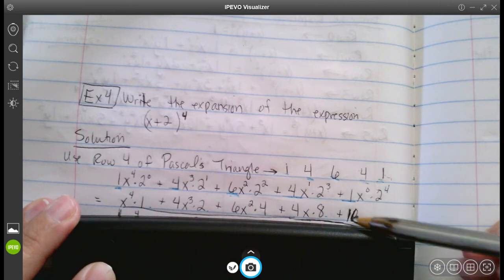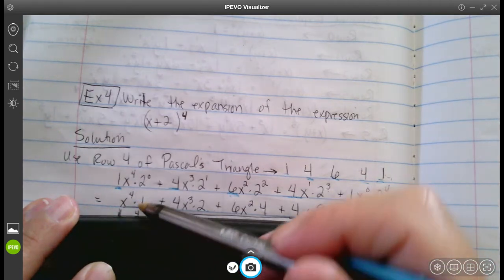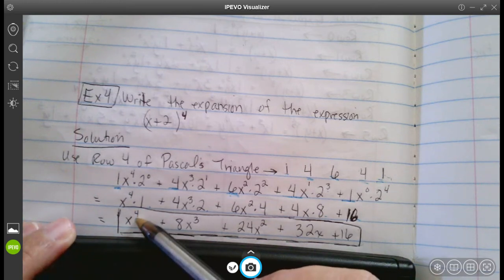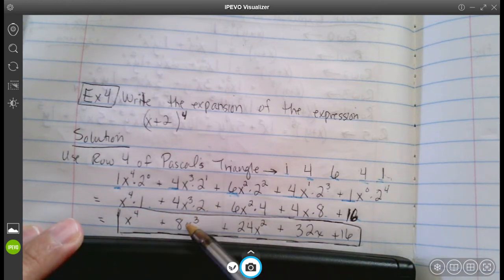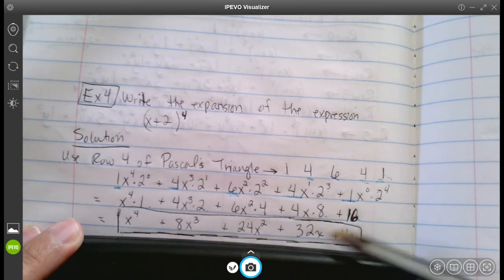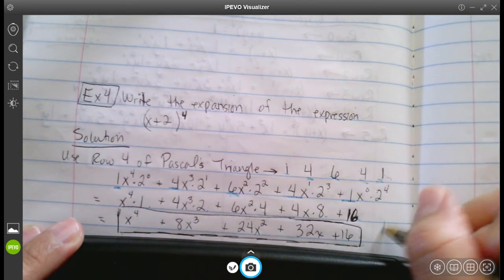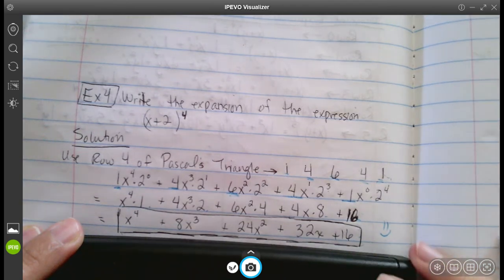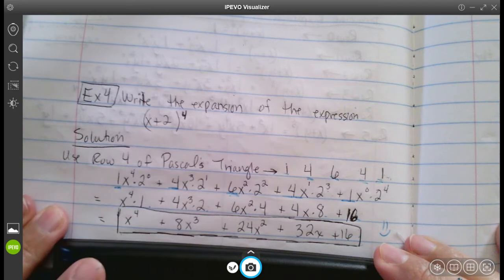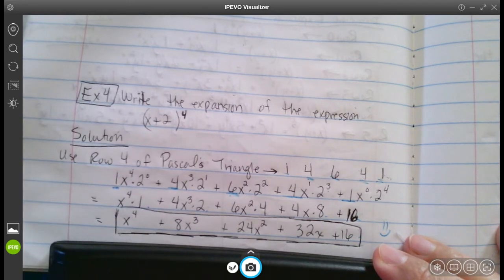So in my last step, all I did is I kind of combined like terms. So the first one is just going to be x to the fourth, because anything times 1 is the same thing. 4 times 2 is 8. 6 times 4 is 24. 4 times 8 is 32, and that one just stays the same. And we are done. Lots of smiley faces today because we haven't drawn too many smiley faces this week. And that's it. That is how you expand one of these binomials, okay, using Pascal's triangle.